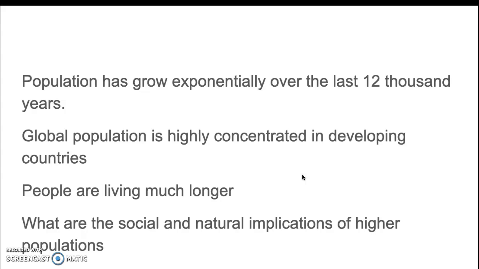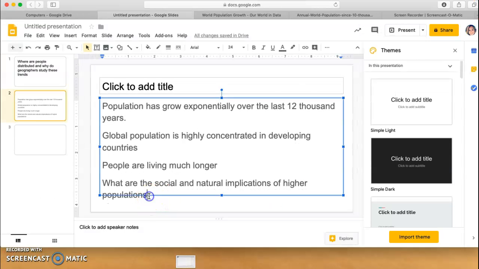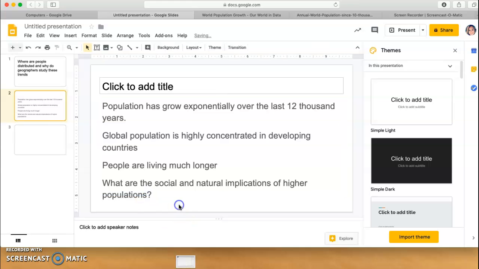So you'll start to see in the next video that I do, I will show you the stages of the demographic transition. But for right now, let's just concentrate on why. People are living much longer, so that's another reason. And what are the social and natural implications of higher populations? And I'm sorry, there should have been a question mark right there. Are really the questions that geographers are asking.